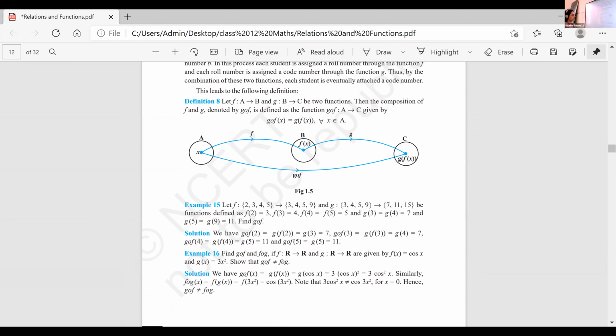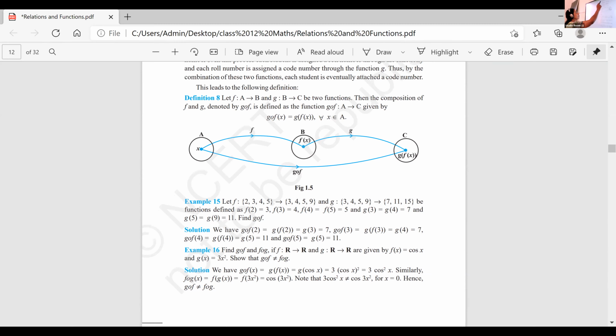F is a function from {2, 3, 4, 5} to {3, 4, 5, 9}. Look at here. And G is a function from {3, 4, 5, 9} to {7, 11, 15}. The function is given like this. You have to define G composition F. So note down example 15 as homework. Example question, you try it as homework. Example 15 and example 16, you can write down as homework questions.